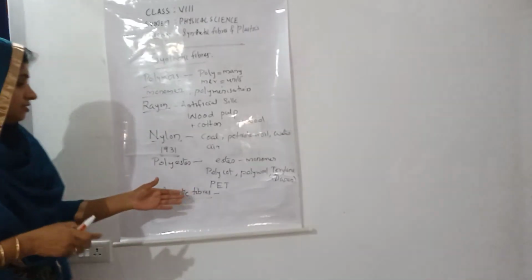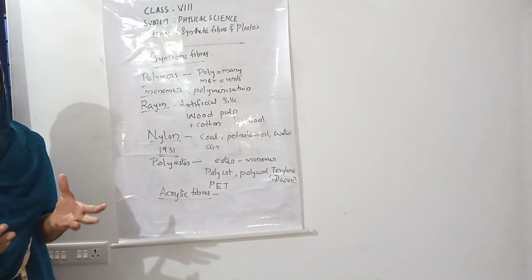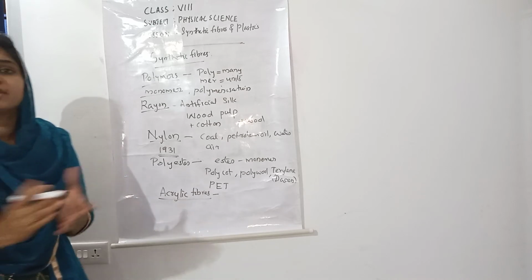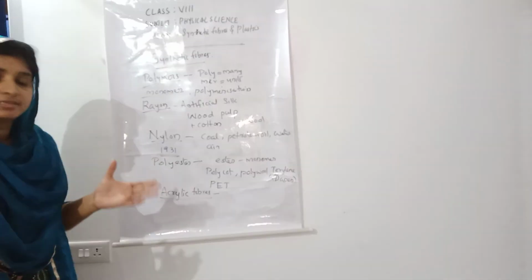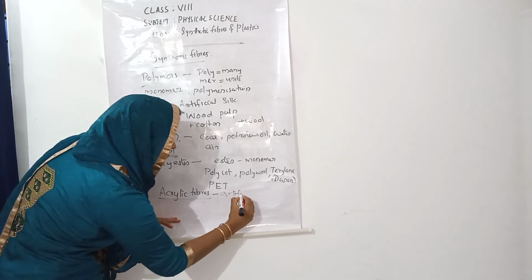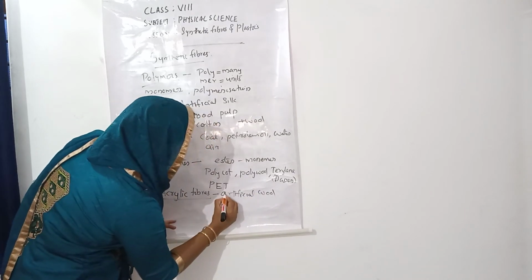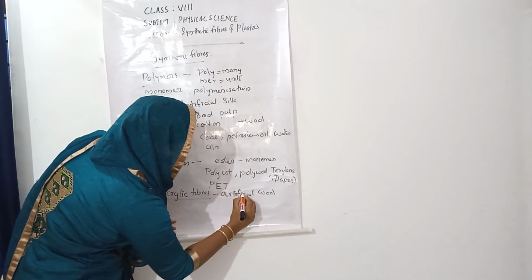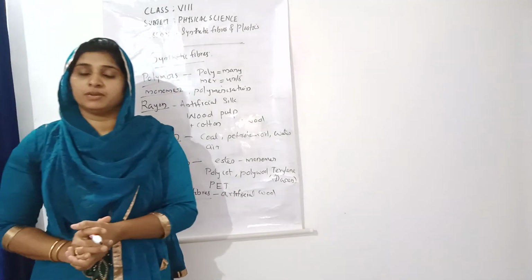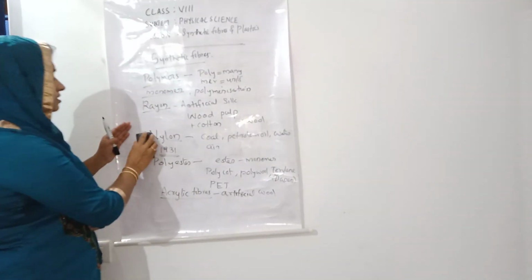Okay, and using these acrylic fibers we can make sweaters, shawls, bed sheets and carpets. So it is known as artificial wool. Artificial wool, keep that in your mind. Okay, so these are the different types of synthetic fibers. Next, let us see the properties, the characteristics of synthetic fibers.